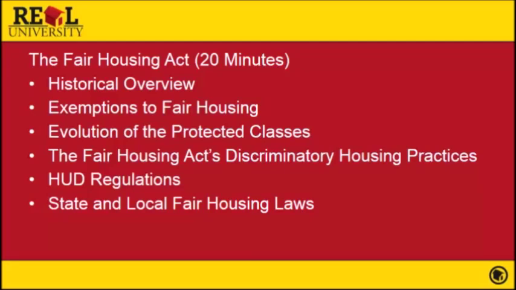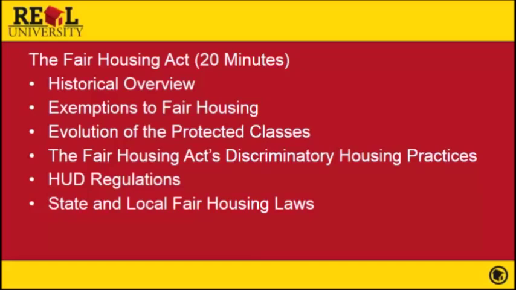As long as it's not discriminatory. Now, we've touched on the evolution of the protected classes. Remember, it starts with just race in 1866. Then in 1968, they had 3 more. They reaffirmed race. They had color, religion, and national origin. In 74, the Housing and Community Development Act, we add sex, meaning gender.